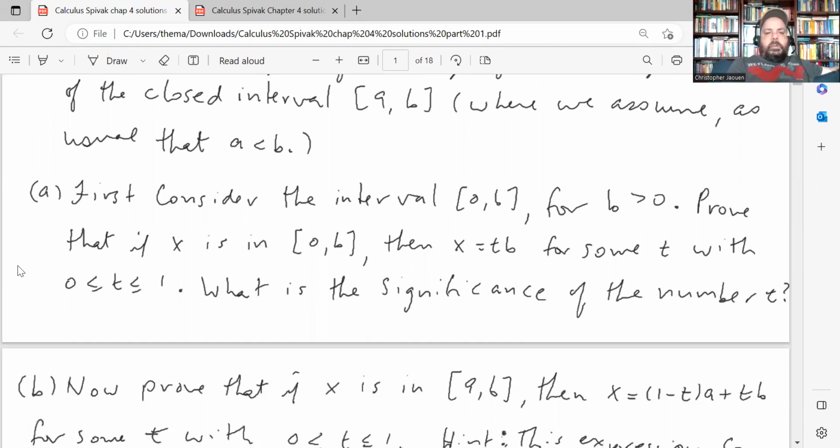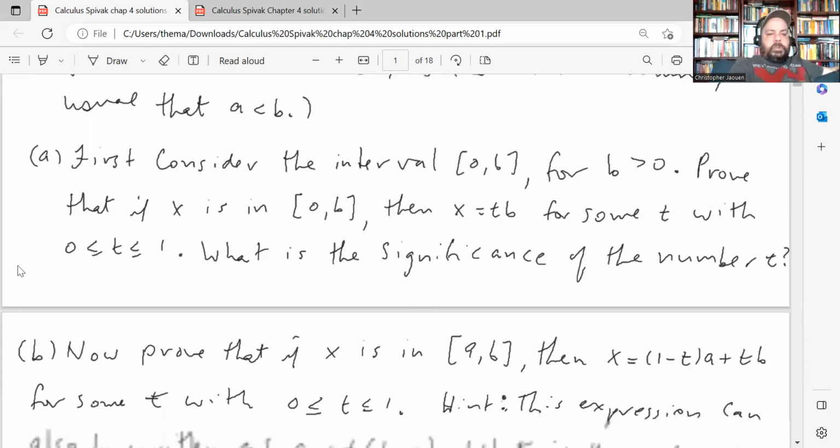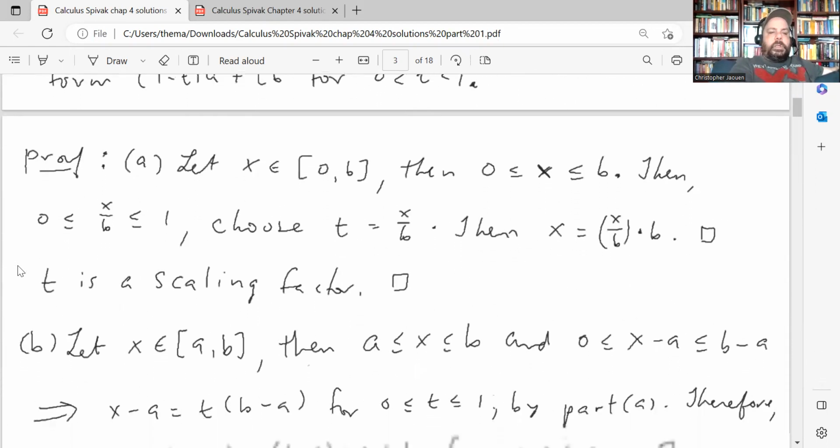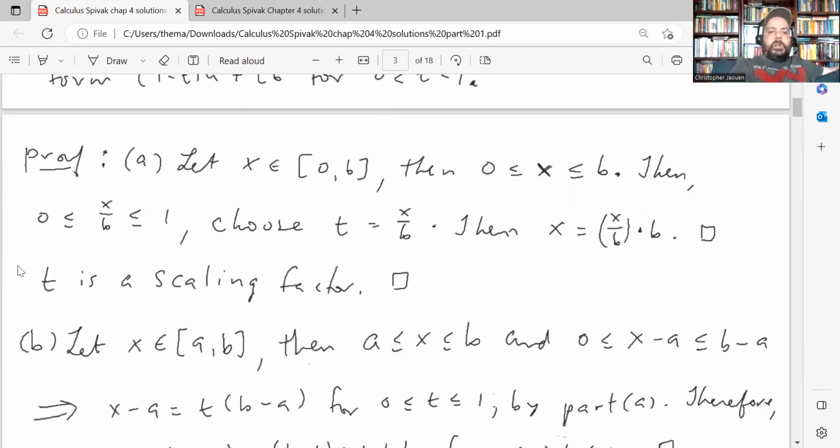Part A says, first consider the closed interval from 0 to B for B greater than 0. Prove that if X is in the closed interval from 0 to B, then X equals TB for some T with T between 0 and 1. And then he wants us to say what the significance of the number T is. So let's go through that one first, and then we'll look at the other examples in turn.